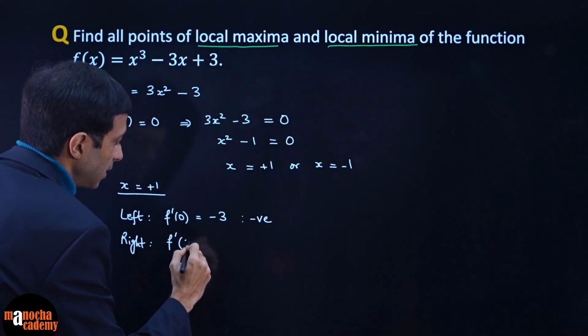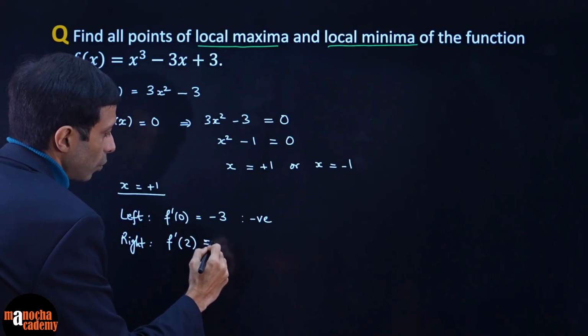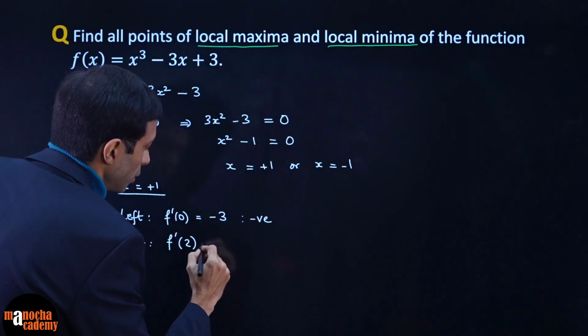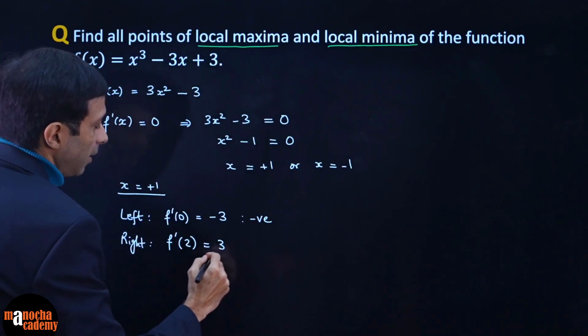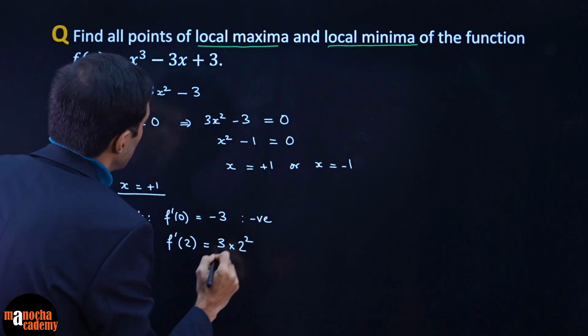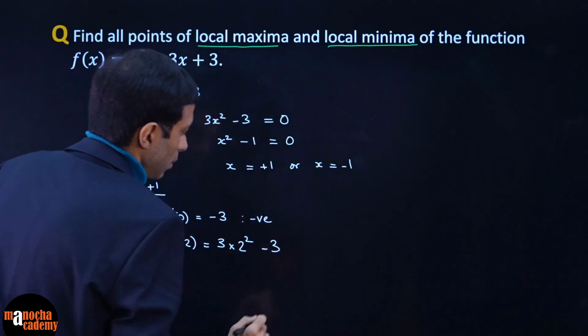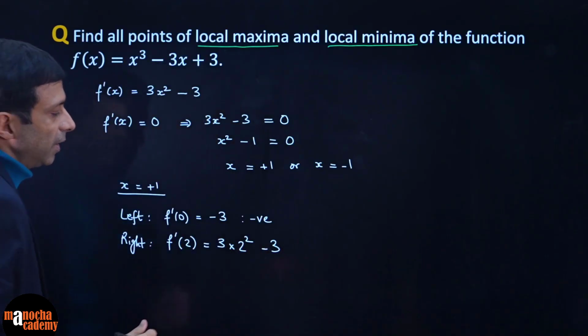f dash of, let's take 2. So what will it be? f dash of 2 is how much? 3 times 2 square minus 3, which is basically what? 12 minus 3, 9.